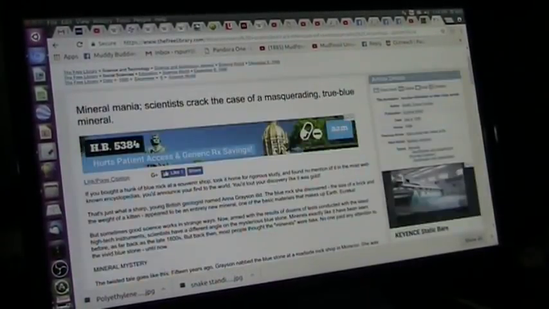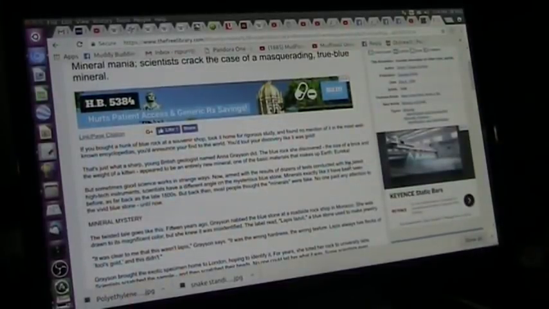Now listen to this. This is what kills me. This is so funny. Listen. This goes on about the case of masquerading true blue mineral. It says here now, if you bought a hunk of blue rock at a souvenir shop, took it home, rigorously studied, and found no mention of it in most well-known encyclopedias, you'd announce your find to the world. You'd tout your discovery like it was gold. That's just what a sharp young British geologist named Anna Grayson did.